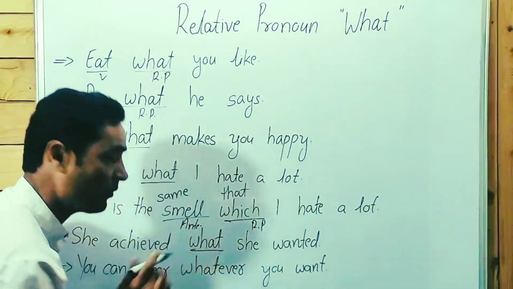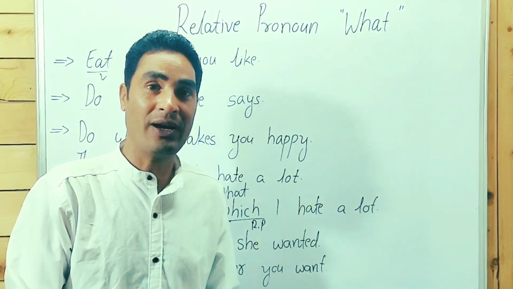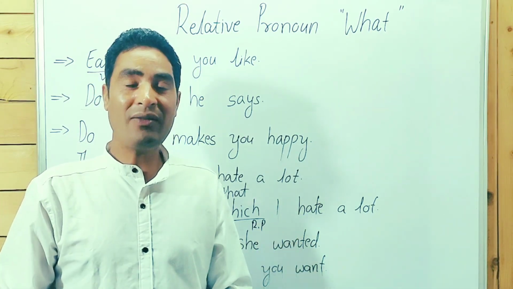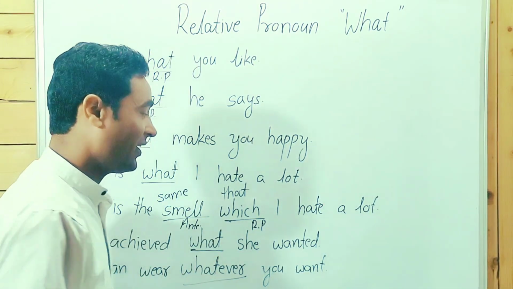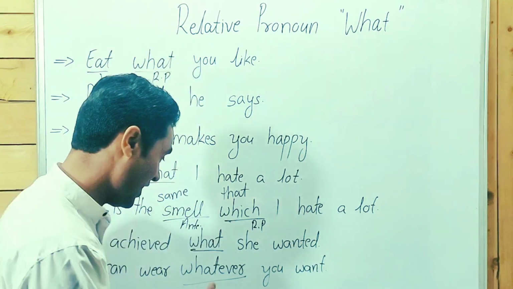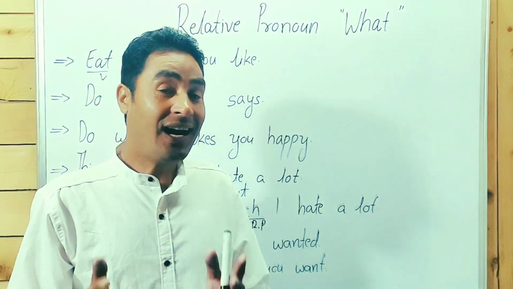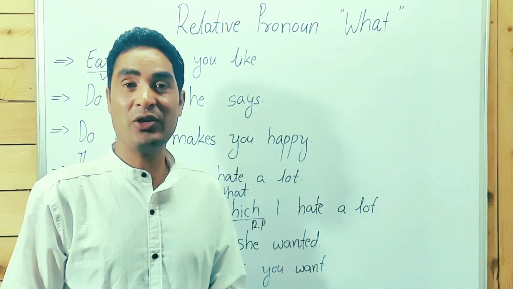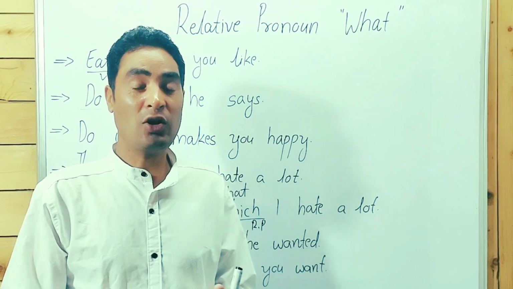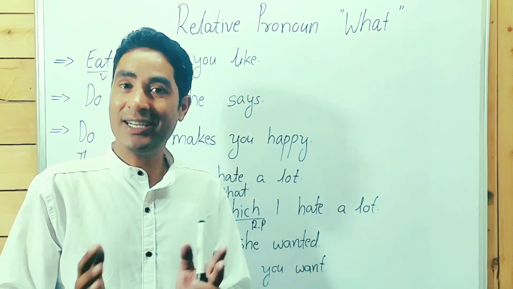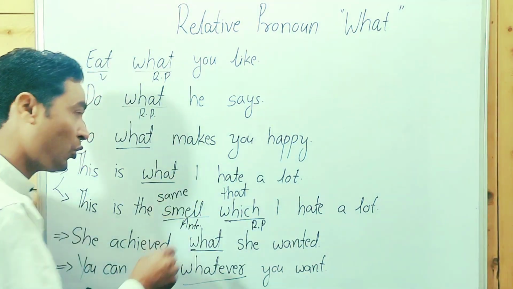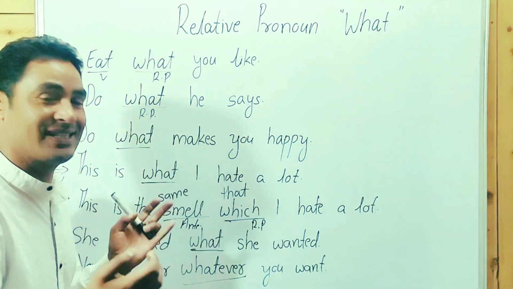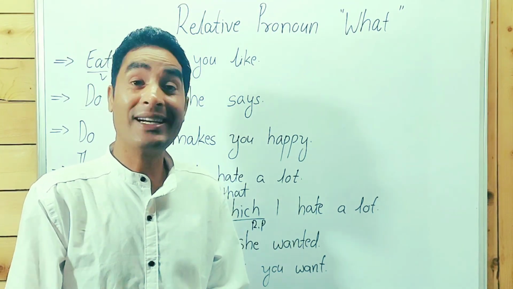You can wear whatever you want. Whatever you want, you can wear. You can wear jacket, you can wear t-shirt, you can wear sweater, whatever you want. Point to be noted here, whatever is a compound relative pronoun. As I taught you, a compound noun, you know, mother-in-law, sister-in-law, brother-in-law, etc. Those are compound nouns. Whatever is a compound relative pronoun.